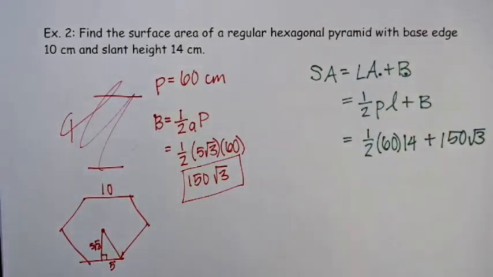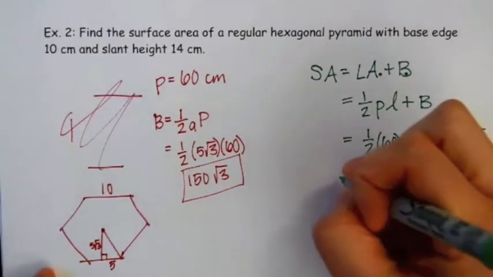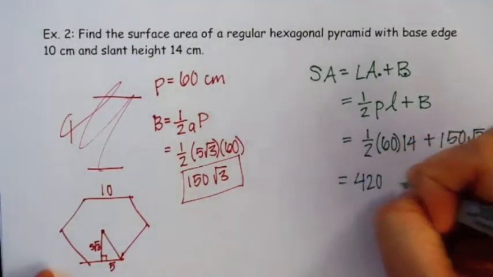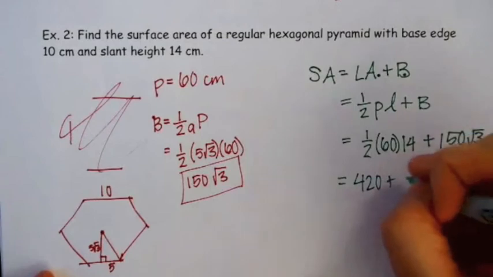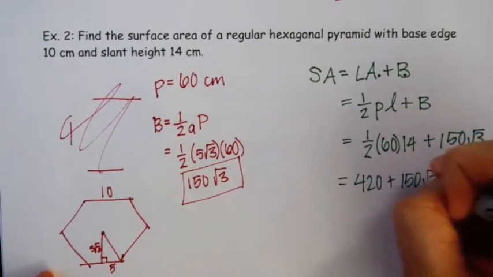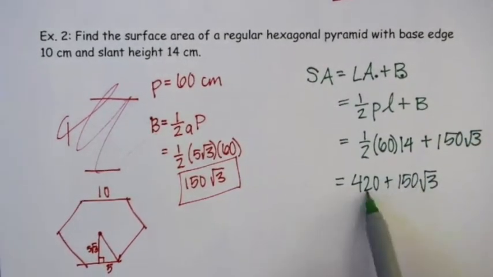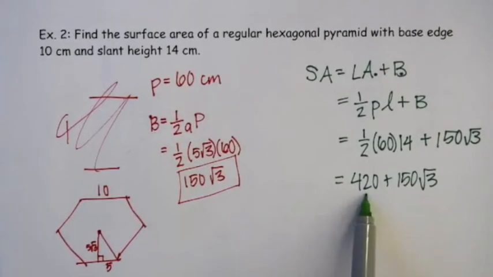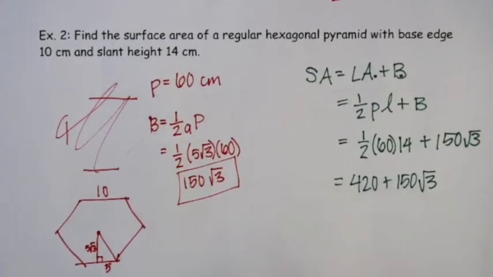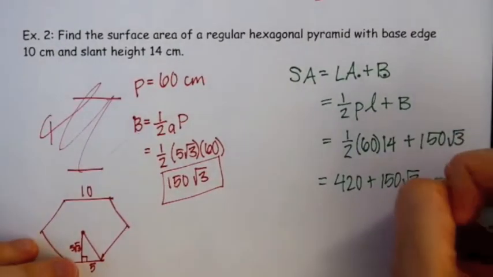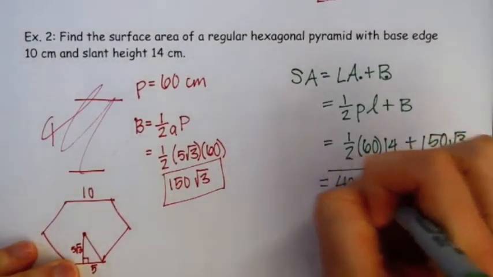So 1/2 times 60 times 14 will give me 420 plus 150 times the square root of 3. Now you cannot combine these. This one does not have a square root of 3, so you cannot combine these. You're stuck with it like it is. But let's go ahead and add our units. That would be centimeters squared.